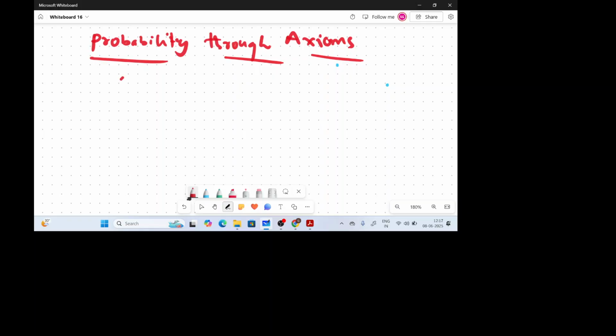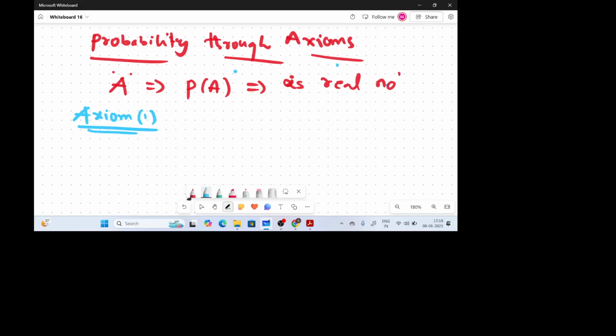So let us say that event A is present, then the probability of event A, which is P of A, is a real number. The number you are assigning to P of A is a real number, which satisfies the following axioms. Right. So axiom 1 says, what is axiom 1? According to axiom 1, P of A must be greater than or equal to 0.